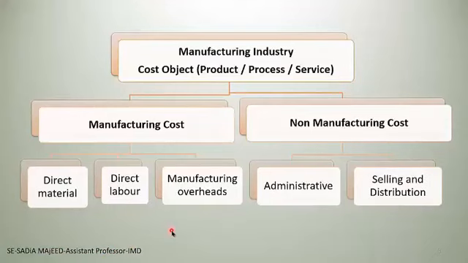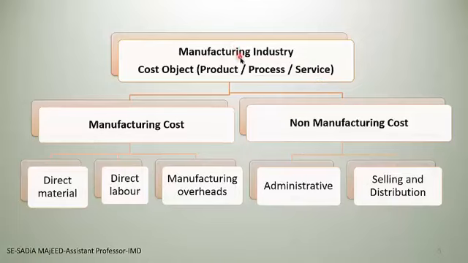As we belong to the manufacturing industry, let's discuss the cost types usually involved in the manufacturing industry. As we have already discussed the cost object, the definition of the cost object is the same in the manufacturing industry. That is, a cost object is anything for which you are going to estimate or calculate the cost. It could be a product you are producing, a process you are using to produce a product, or a service you are providing.